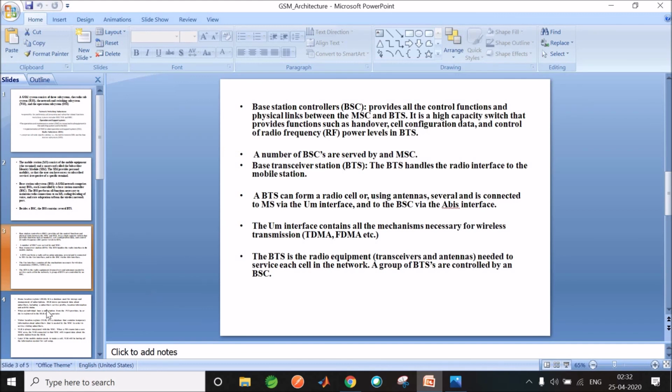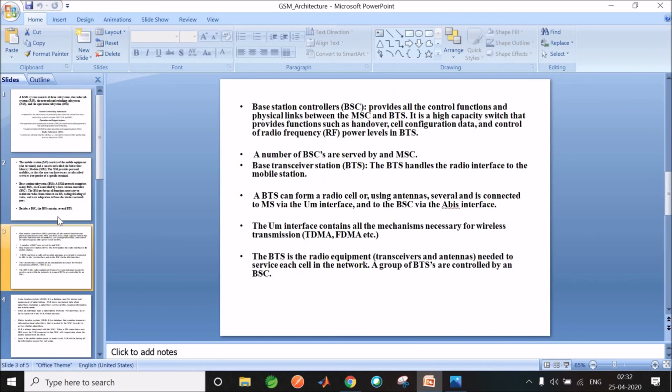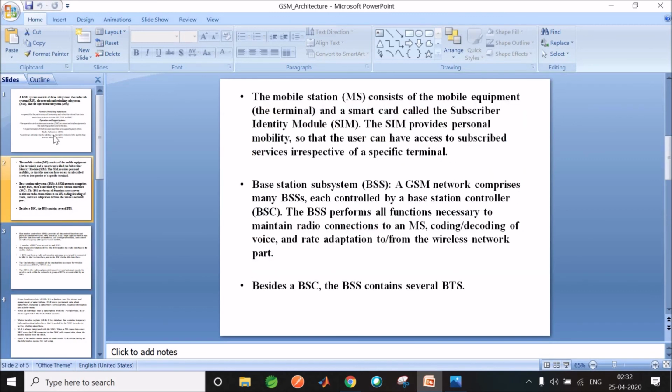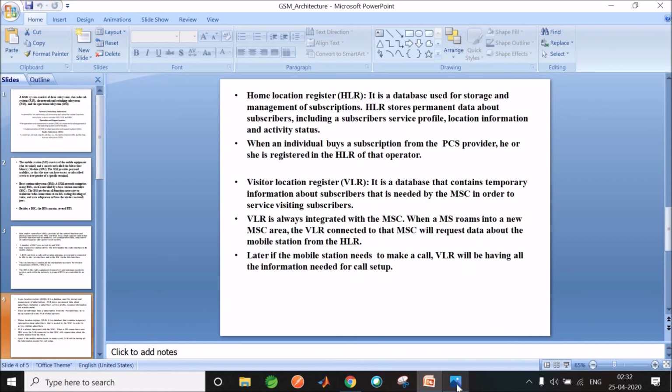Now, if there is something I have missed, no, nothing. HLR, VLR, we have discussed already. So yeah, I think that will be all about GSM architecture.